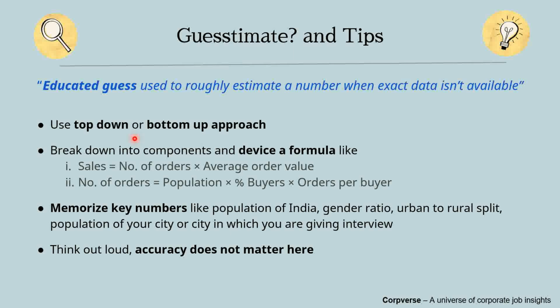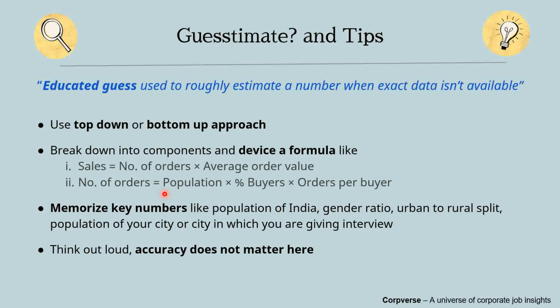Now, which approach to use depends on the context and what you are comfortable with. But regardless of the approach you take, you have to break down your problem into components and devise a formula. For example, if you want to calculate the sales, then you can say that sales equals number of orders into average order value, right? And this number of orders can be further broken down into the population and the number of buyers, basically the percentage of buyers of that total population, and then orders that each buyer will make.